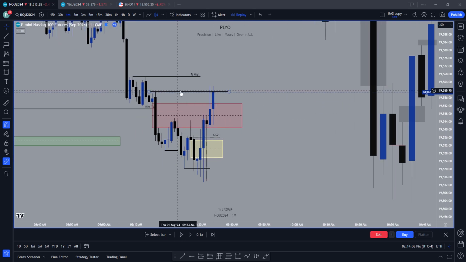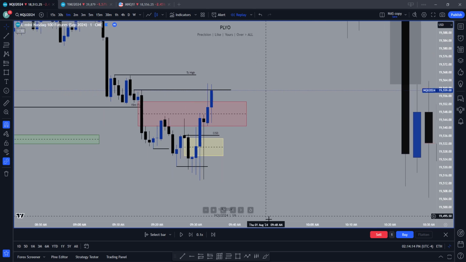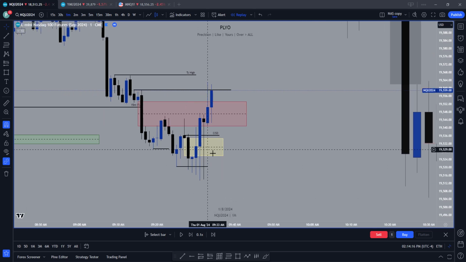But remember, I said you wanted to get in the trade before we hit this, definitely before we hit this turtle soup high. So in this case, the best place to get in would have been the inverse here, right? And of course, this would be your turtle soup low down here.